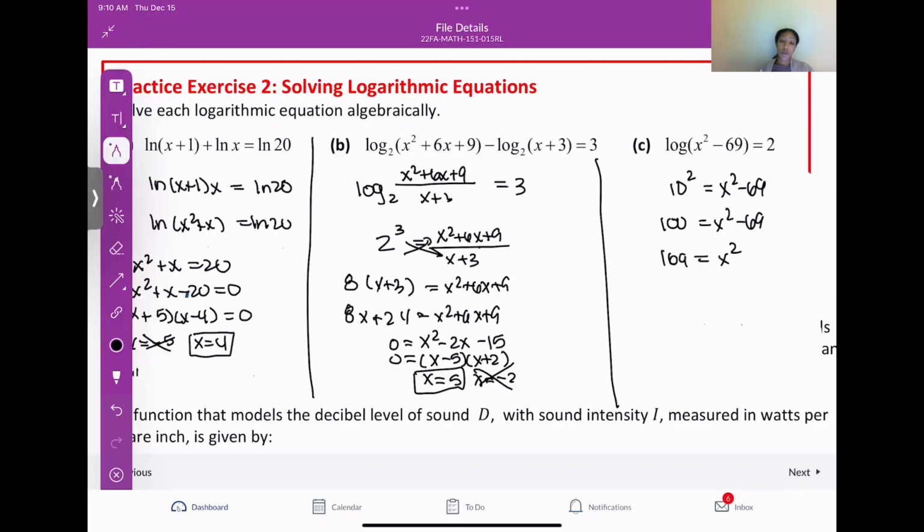169 equals x squared. And then if we take the square root, x is equal to plus or minus the square root of 169, which means x equals 13 and x equals -13. Both of those would work here because we're squaring them, so we'll get positive numbers. So these are our answers.